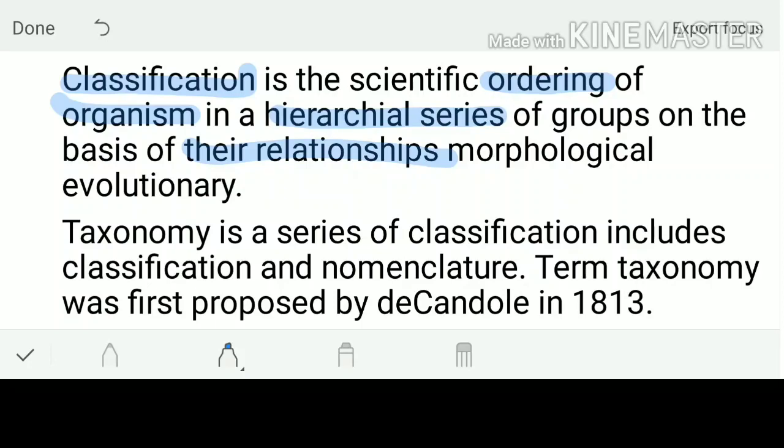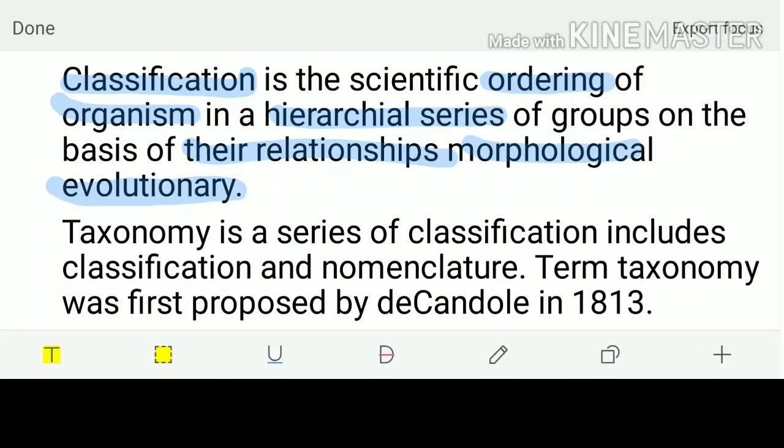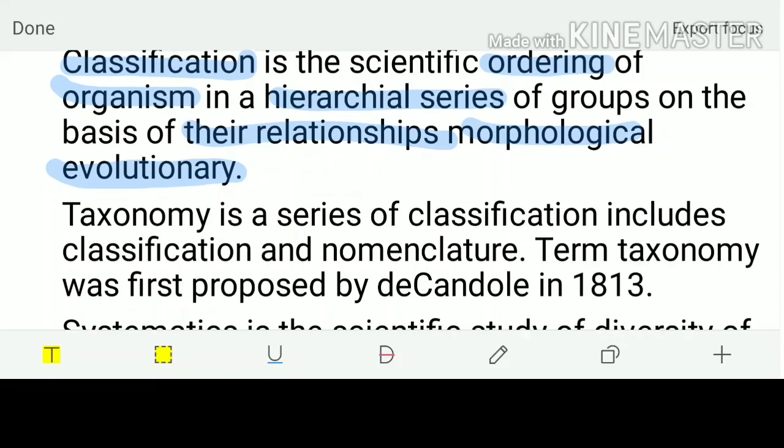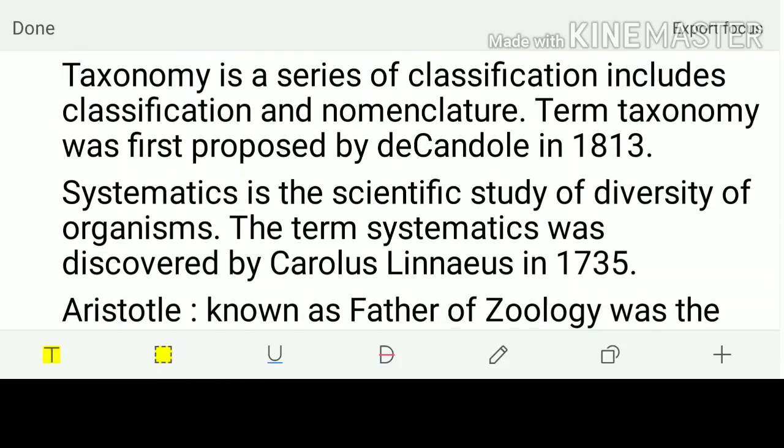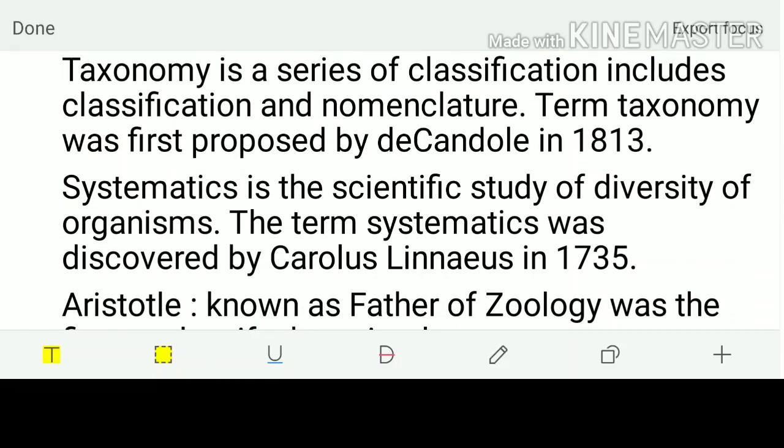Those relations may be morphological or evolutionary. So ultimately, depending on the characters, the organisms are kept in different groups, and that is nothing but the classification. Another word coming in front of us is taxonomy.